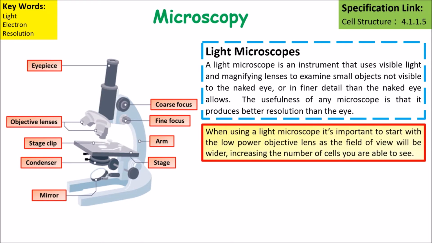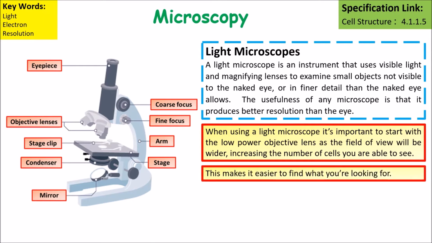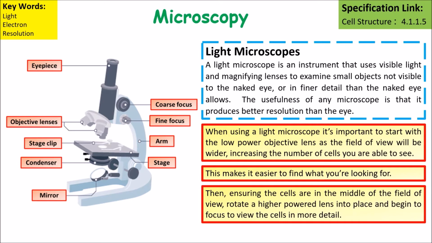When using a light microscope, it's important to start off with a low power objective lens, as the field of view will be wider. This increases the number of cells that you'll be able to see, and makes it easier to find what we are looking for. Then, ensuring the cells are in the middle of the field of view, rotate to a high power lens, and you can start to see it at a high magnification and in more detail.